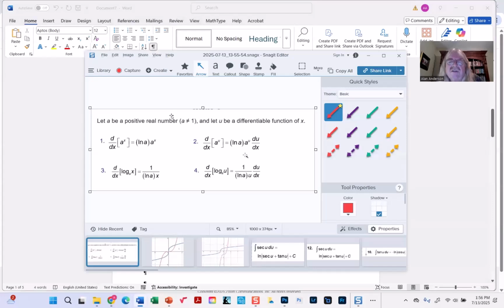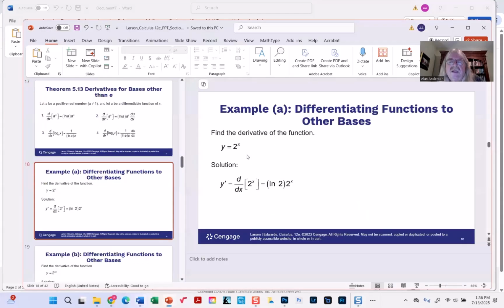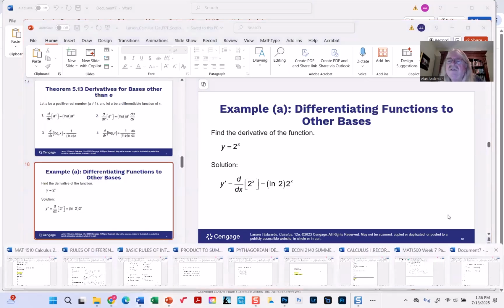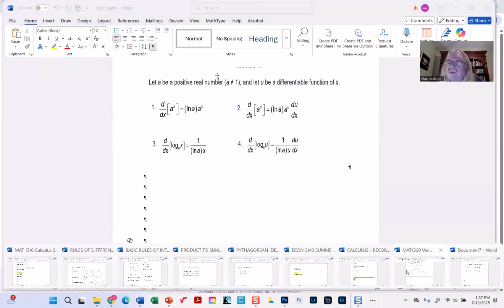Okay. So let's try some examples. y equals 2 to the x. What's the derivative? All right, let's try that. Up until we got into this chapter, we wouldn't have had any idea how to do that. Okay, so we have some new techniques available to us to make things a lot simpler.